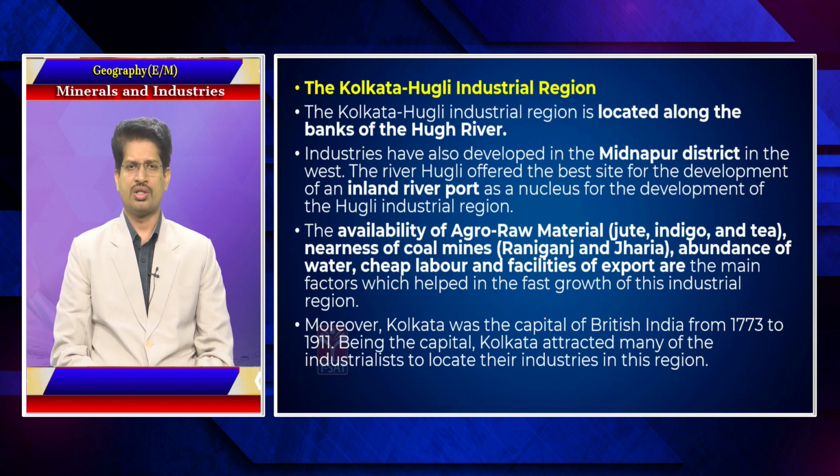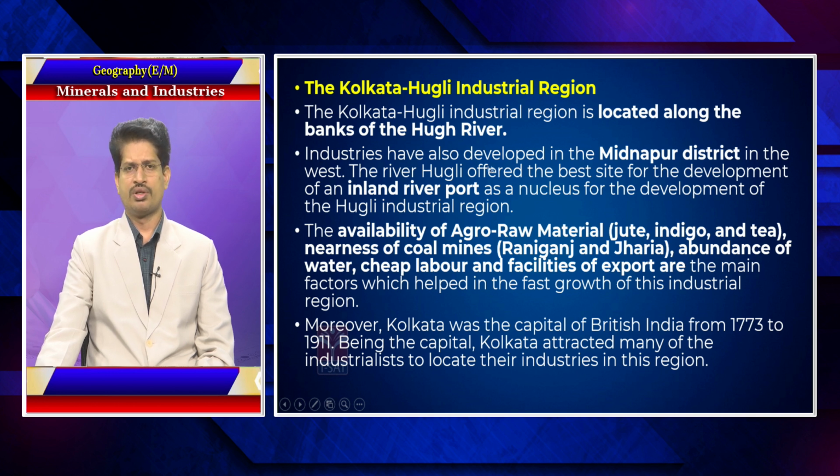Even this has a historical reason of the British, because the Bengal presidency was made one of the administrative regions by the British, which is responsible for the development of this region. The Kolkata-Hubli industrial region is located along the banks of the Hooghly river. It is the Hooghly river.